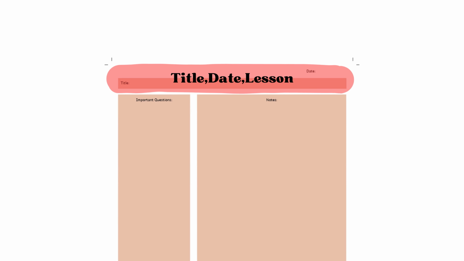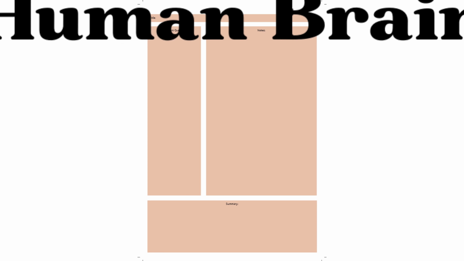To make it more effective, you can also add a row on the top to add the title, date, and lesson number. Let's take a look at an example of how you can use the Cornell system to take notes during a lecture on the topic of the human brain.